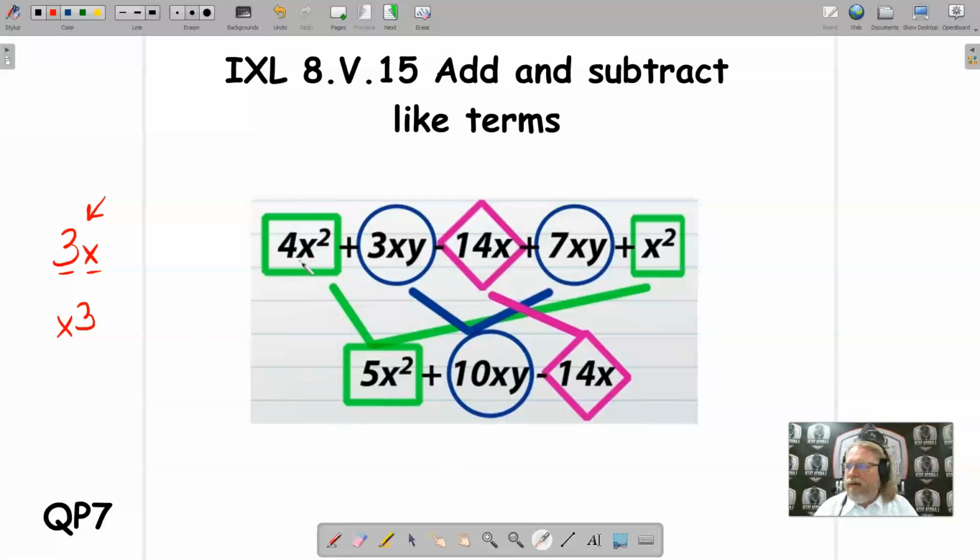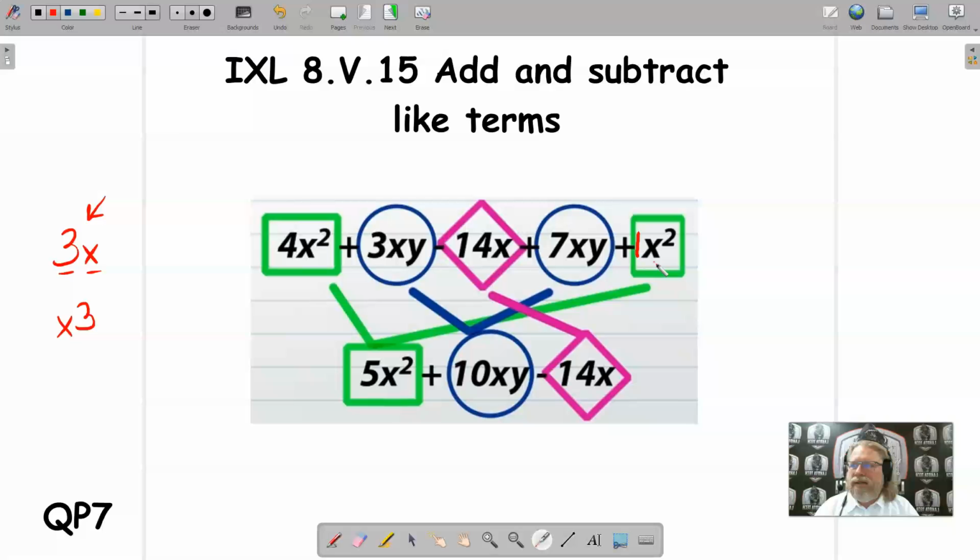So you can see here that the 4x squared and the x squared have been put together into 5x squared. Remember that anytime you don't see a leading coefficient on a variable, such as this x squared here, we can multiply it by 1. We could put a 1 in front of that, and then at that point we would have 1 plus 4 equals 5. So this is where we get the 5x squared, by combining 4x squared and 1x squared.